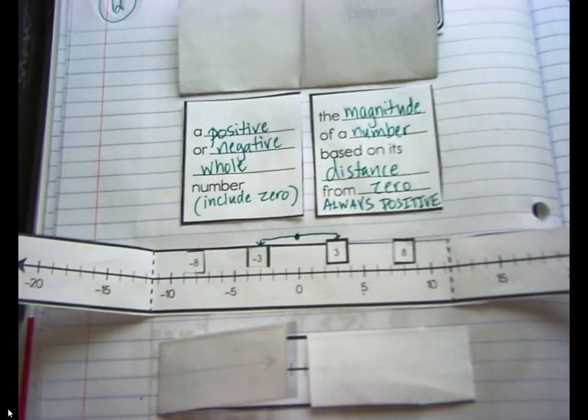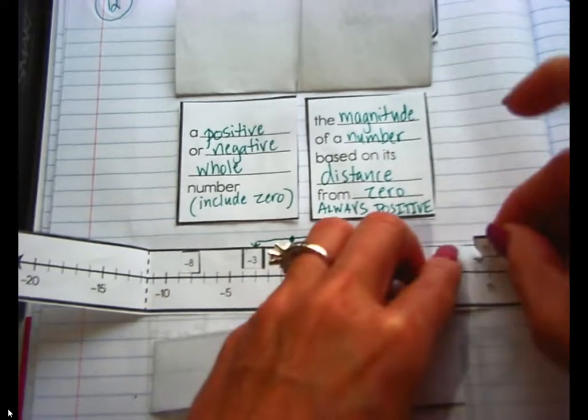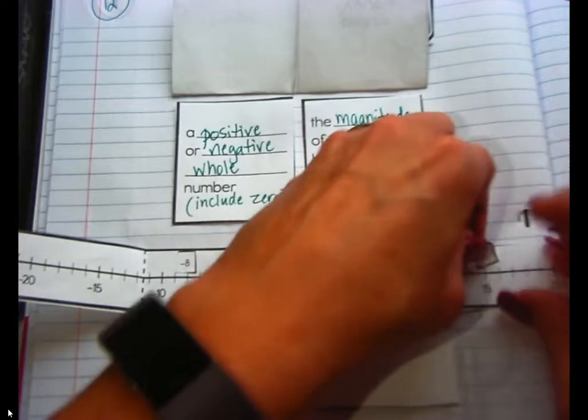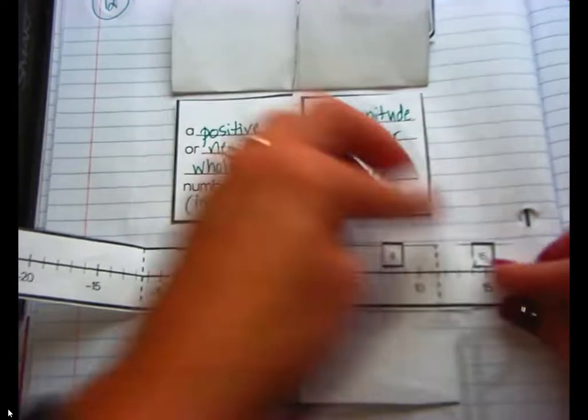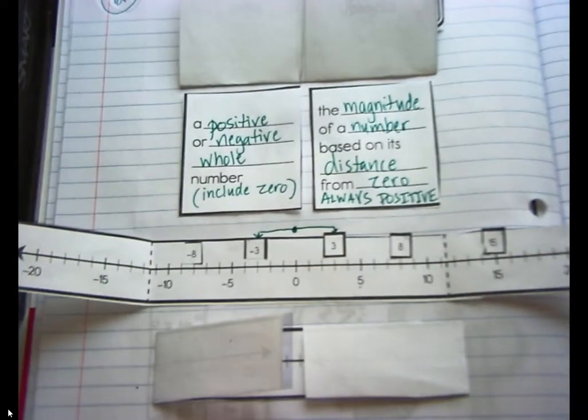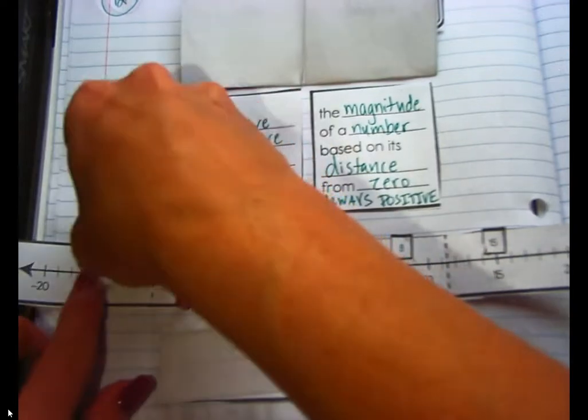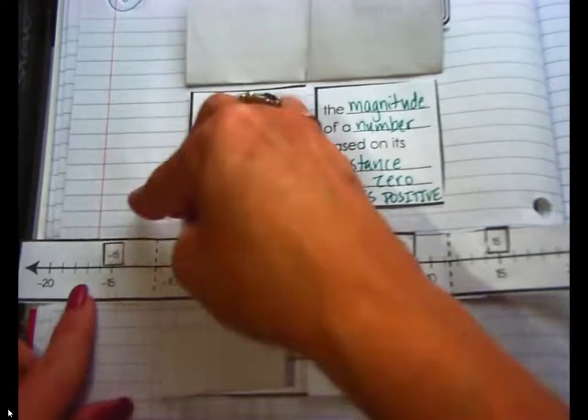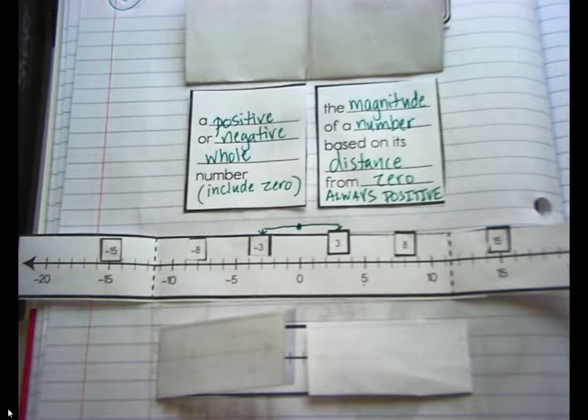So first I'm going to start with positive 15. I'm going to place it here. Looks like I cut the corner of mine off. And then negative 15 is the same distance from 0 on the other side of the number line. So they're opposites, but they have the same absolute value.